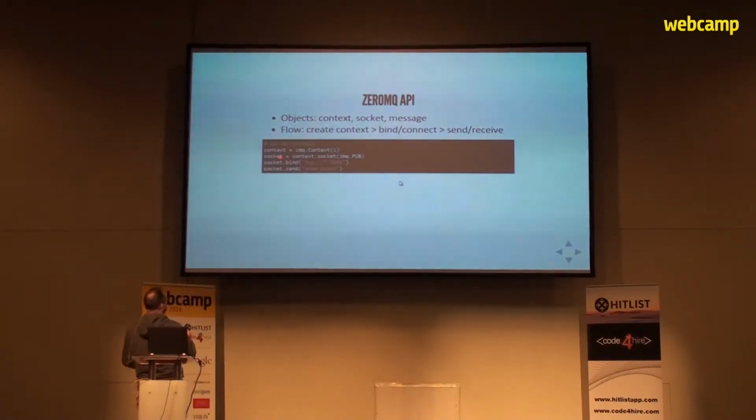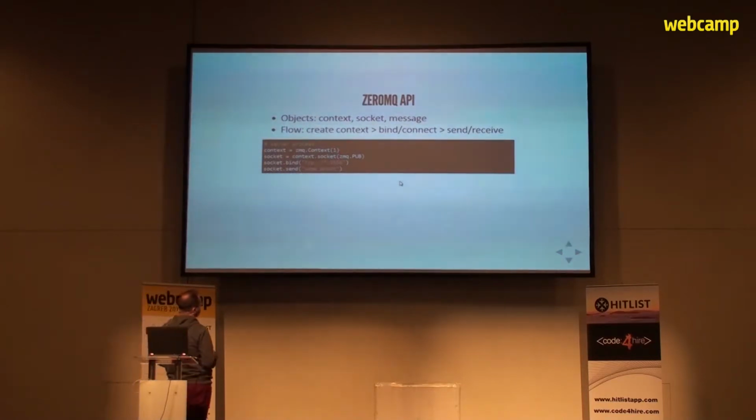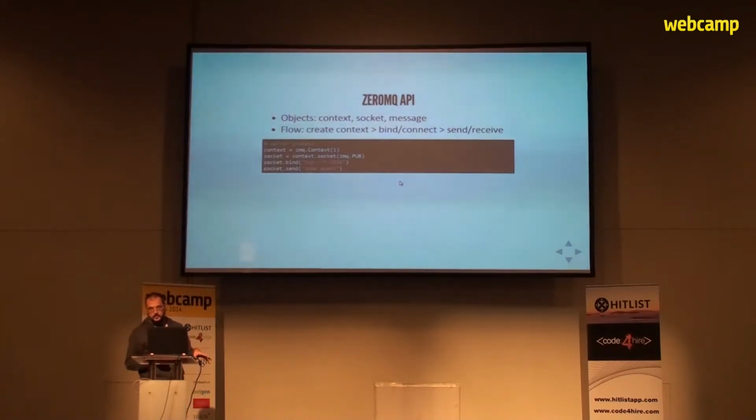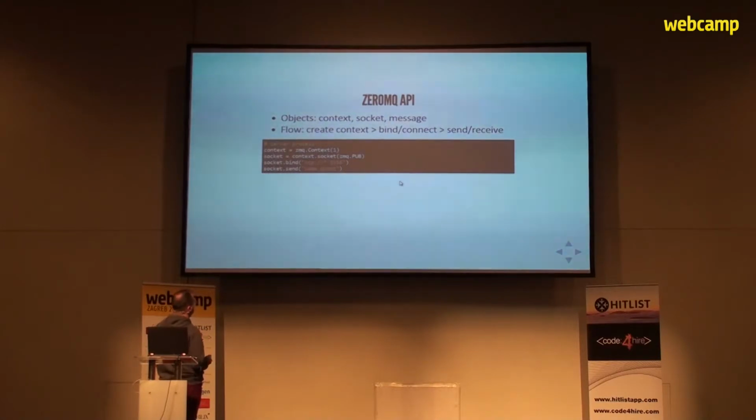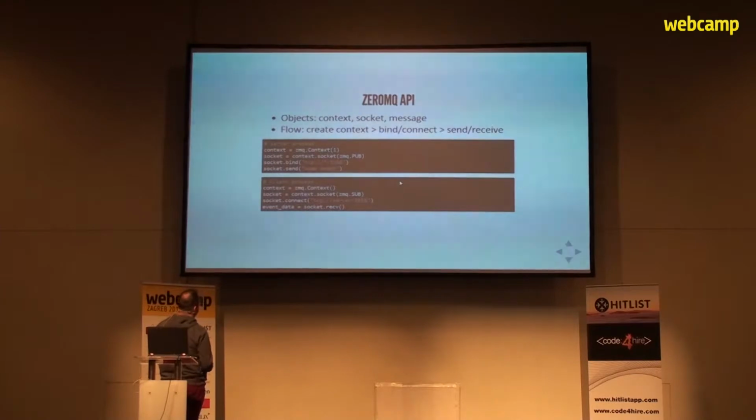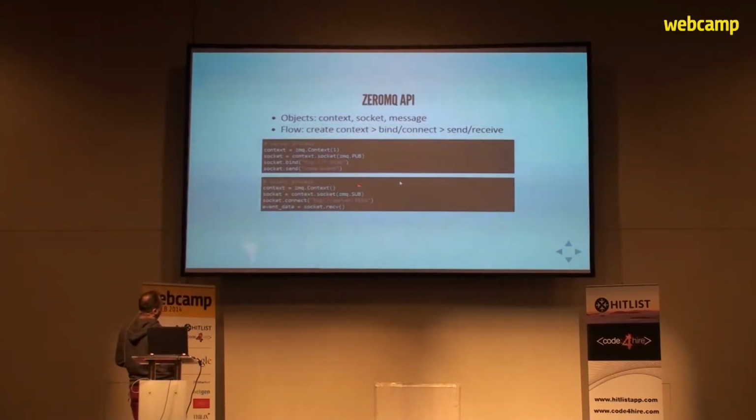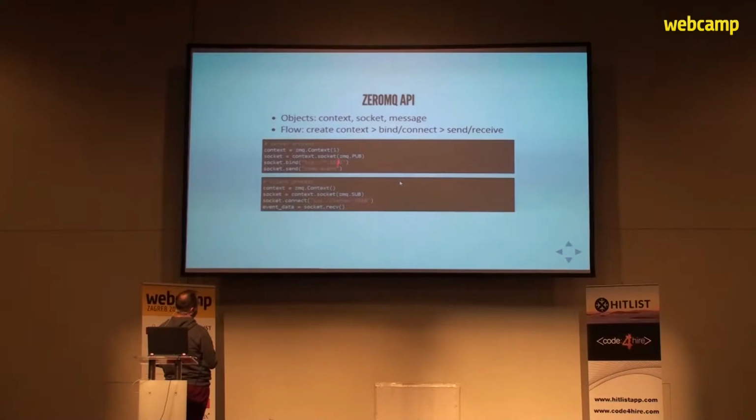So as you can see, we create the context. This number 1 means how many background IO threads there will be. And for most applications, you need only one. These 250,000 messages are achieved with only one background thread. Then you create a socket. In this case, you have to specify the type of socket because it provides different types of sockets for different scenarios. You create a socket, you bind it, and you send some data. The client is equally simple. You create a context, create a subscriber socket, in this case, connect it to the same endpoint, and then you receive the data.